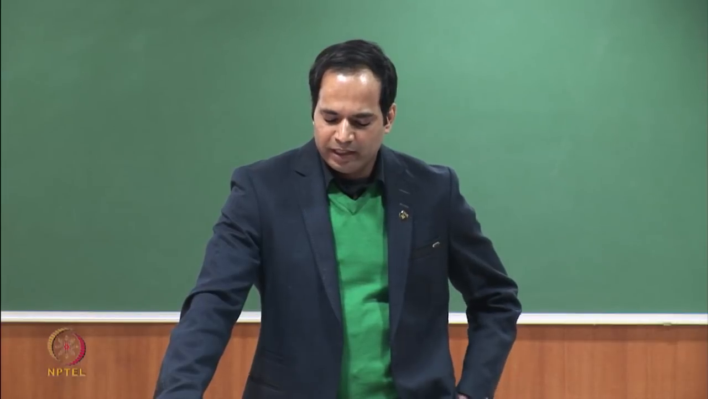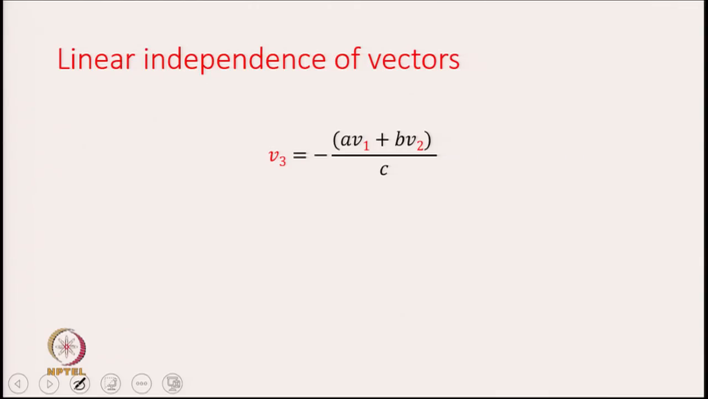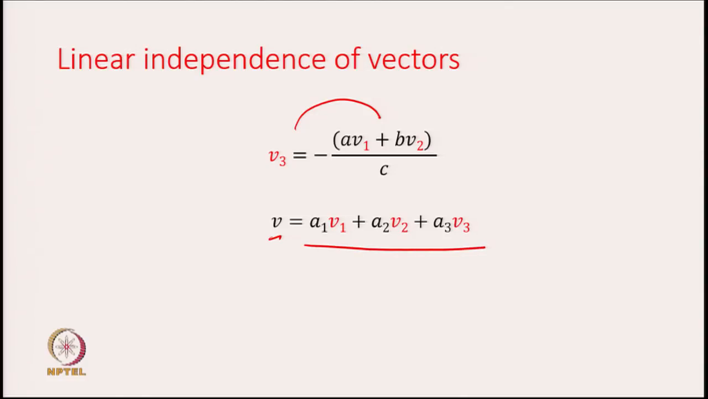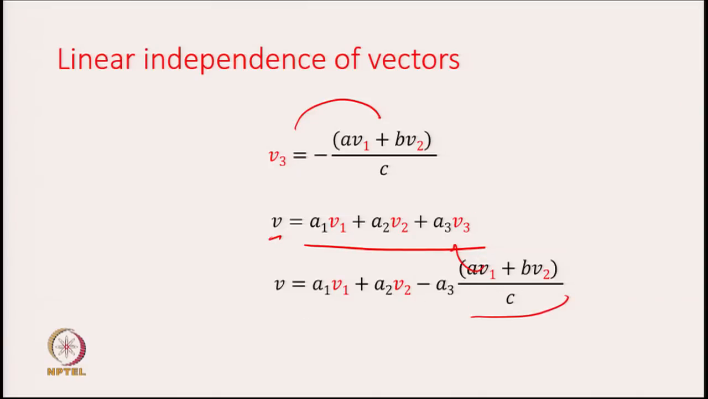So, we have already said if the vectors are linearly dependent, then v3 could be expressed in terms of v1 and v2. We already know that vector v can be obtained by a linear combination of v1, v2 and v3. Now, plugging in this value of v3 into this expression, what we get is that vector v could be written simply like this, just plugging in the value of v3 here. Now, I can simplify this and get this. So, what does this tell me?